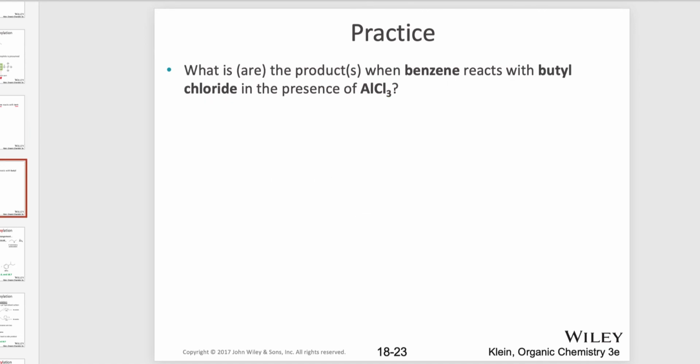Since practice is good for us, let's try something else. What is or are the product or the products when benzene reacts with butyl chloride in the presence of aluminum chloride? Again, you may want to pause right here. Think this out. Can you formulate a mechanism? What's the nucleophile? What's the electrophile in the part? And will you get one or two products? Can you deduce that?